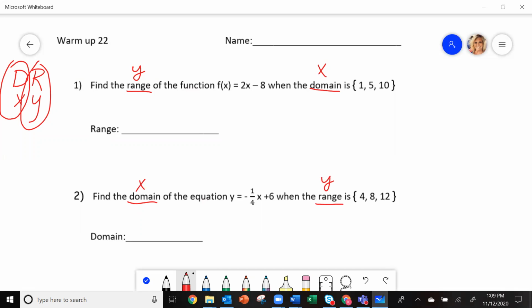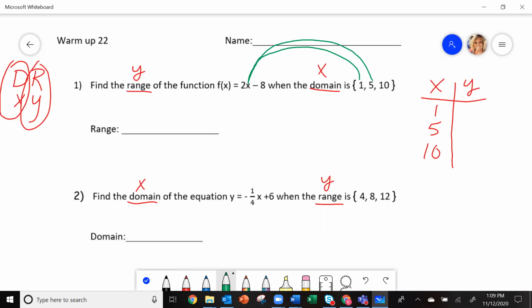When it says find the range of the function, and it's giving you the domain, I'm going to come over here to my table so that I don't get it confused. My domain is my X. So that's 1, 5, and 10. I'm going to put that into my table. Now what this means is you're going to take these numbers and put them into the function for X to find out what your Y values are. Because f of X equals is the same as Y equals. So I'm going to have Y equals 2 times X minus 8.